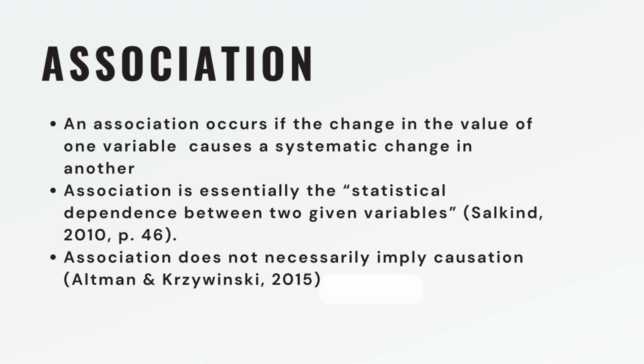This is an association, as the increase in variable x, temperature, causes a systematic increase in variable y, metabolism rate. Association is essentially the statistical dependence between two given variables and points to a significant connection between these variables. Association can arise in the presence and absence of a causal relationship, as association does not necessarily imply causation, which will be discussed later on. It suggests only a hypothesis, like a common cause, but does not offer full proof for causation.